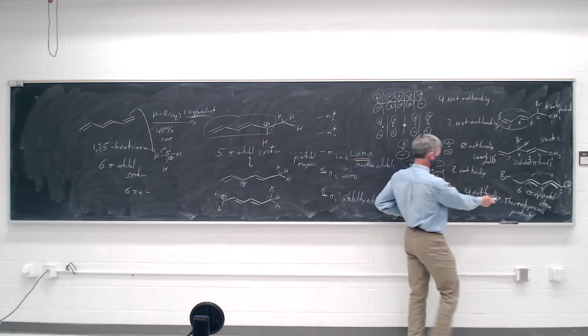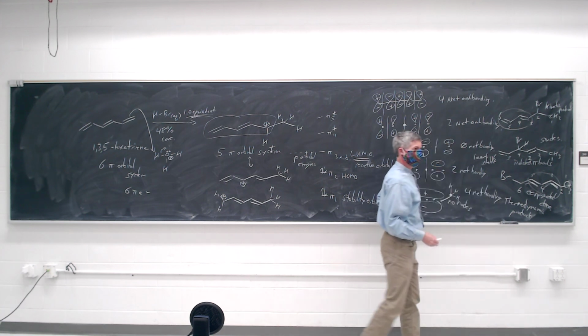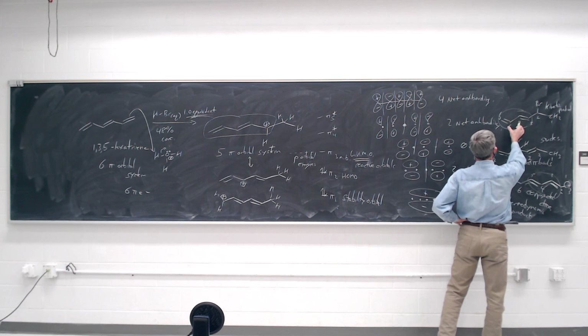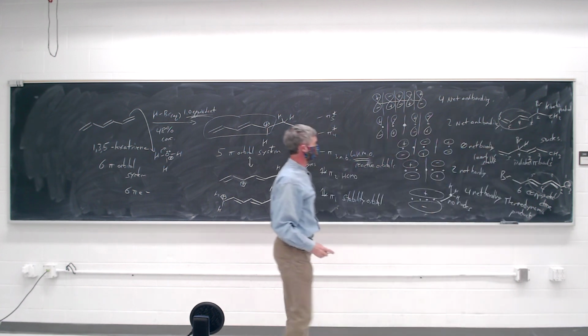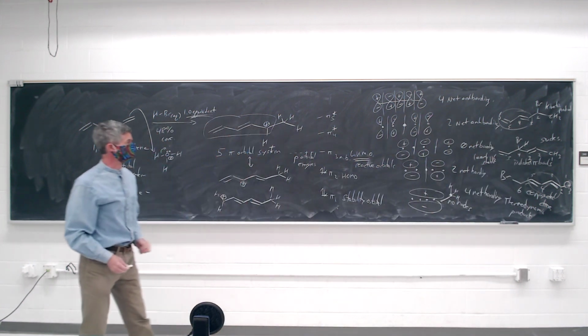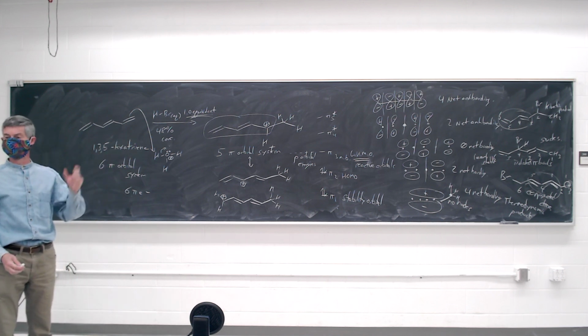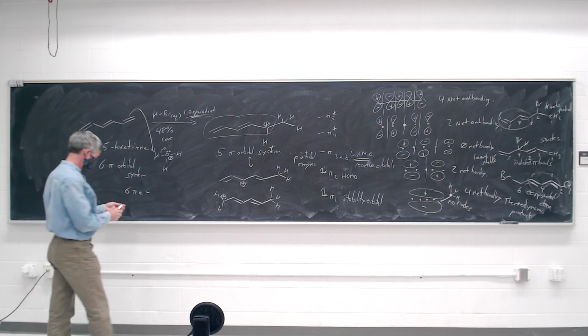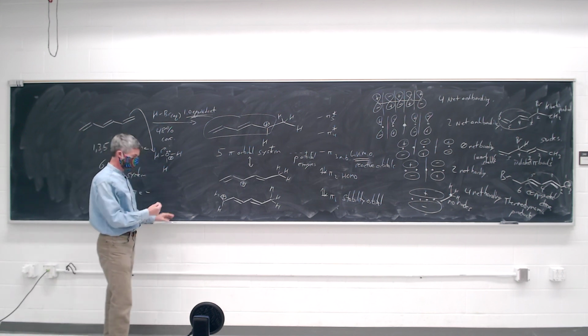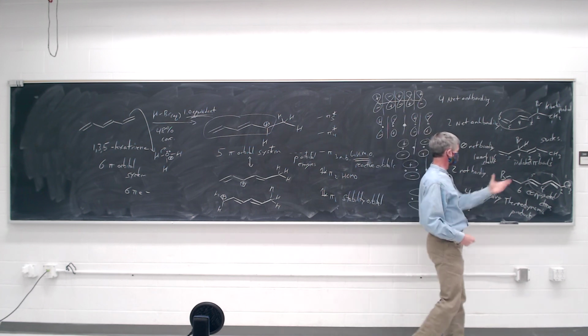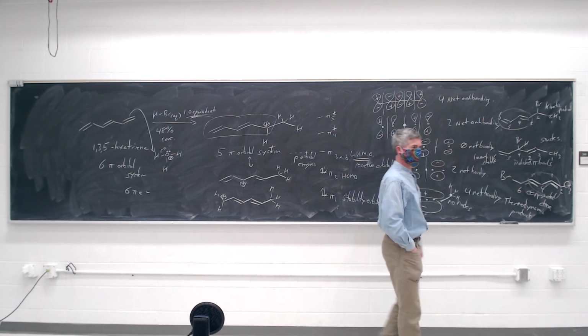And if you heat it up, you'll get the 1-6 addition, adding to the 2 ends and generating the internal diene. And if you don't heat it up, and you run it at a low temperature so you can't get equilibrium, then you're going to get that kinetic product where you get the terminal diene. So it's similar to Markovnikov and anti-Markovnikov addition. Right? Markovnikov addition would generate a more stable product.